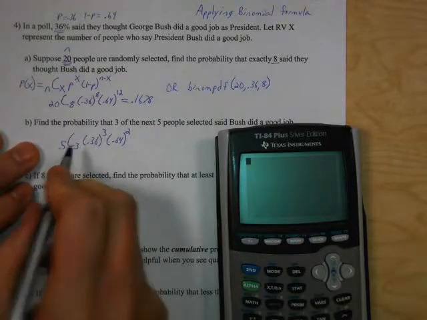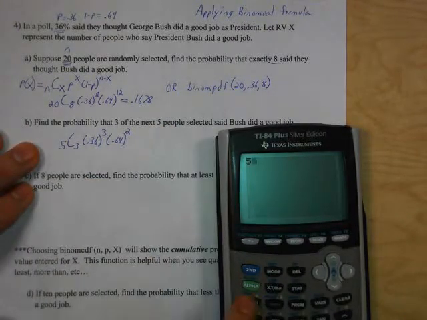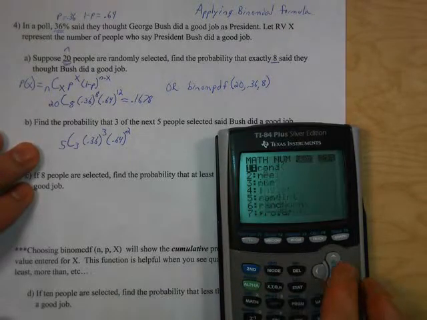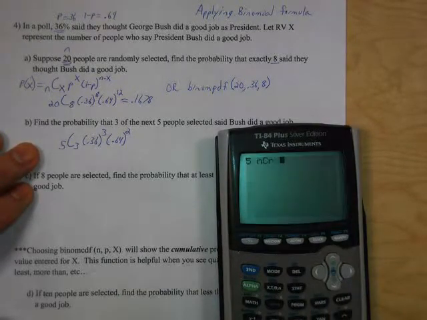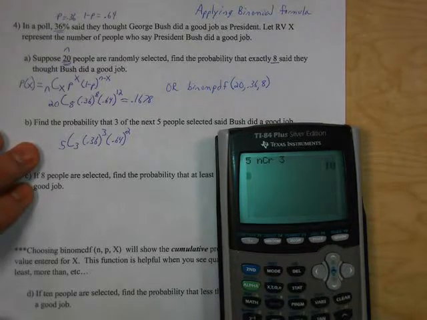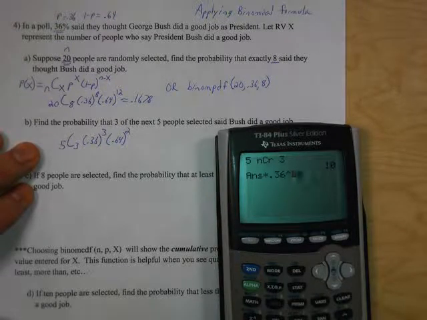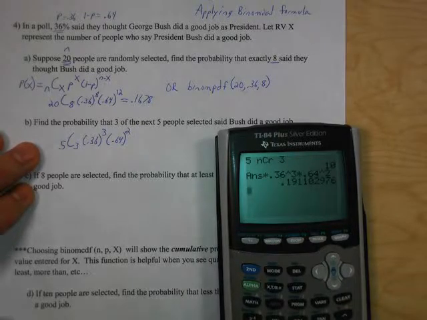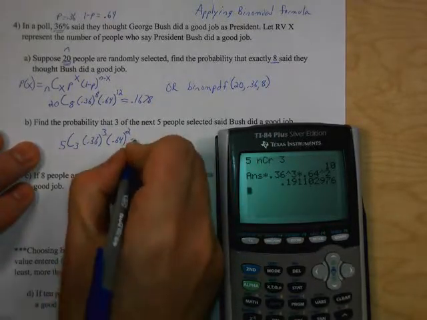So when you do 5C3, again you do 5, press Math, over to PRB, to nCr, choose 3 of them. That'll give you 10 times 0.36 to the third times 0.64 to the second. And that gives you 0.1911.